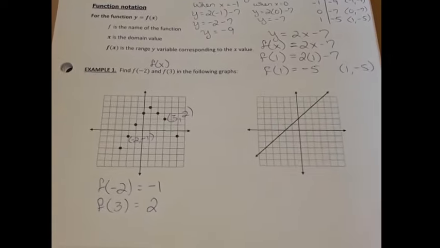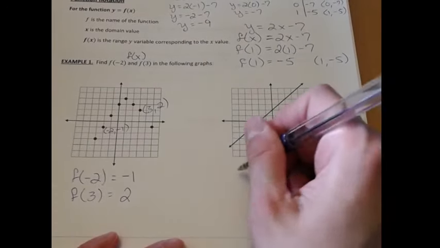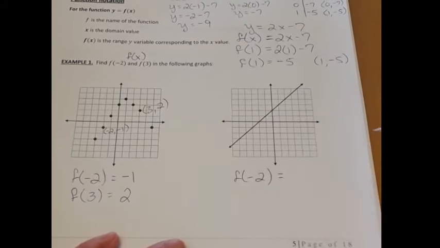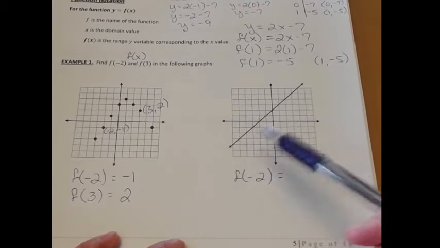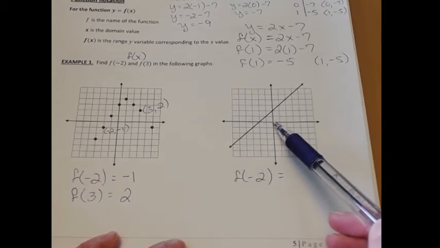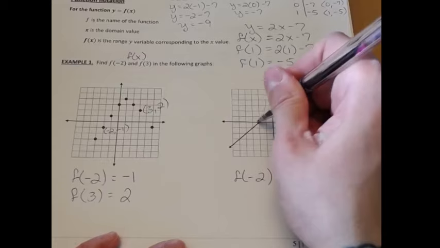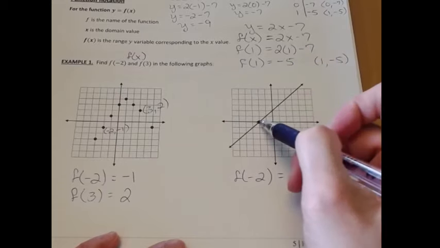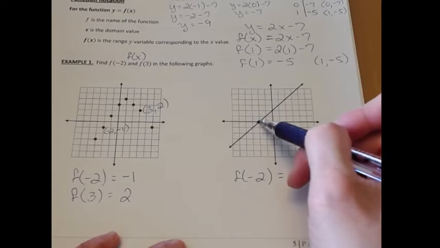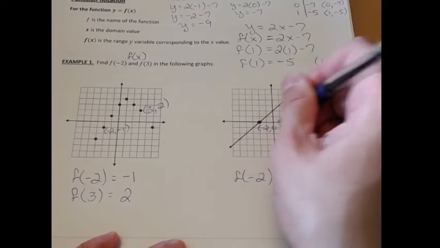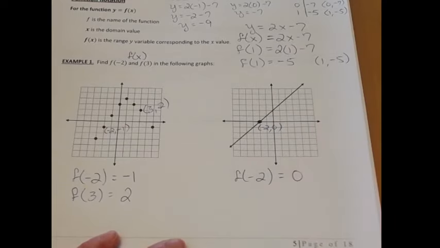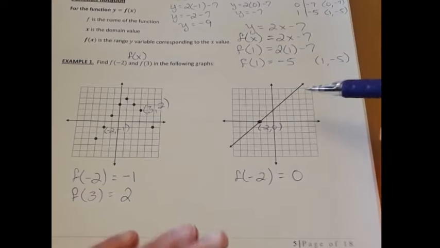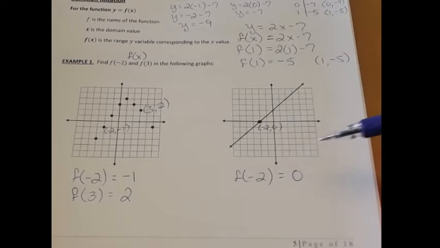Let's do it again. We still want to find f of negative 2. So again, notice we have our line here. It's a linear equation. I want to go to where x is negative 2. So negative 1, negative 2 right here. According to our graph, this point here is (-2, 0). So when x is negative 2, my corresponding y value is 0. This is a function, so that's why we're able to say f of negative 2 equals 0. It has one specific value at that point.